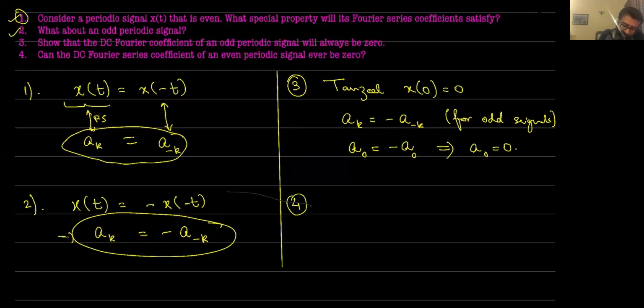All right, good. What about the fourth? This is something we've done two weeks earlier. Can the DC Fourier series coefficient of an even periodic signal ever be 0? Is there a guarantee? We know that the DC Fourier series coefficient of an odd signal must be 0, right? That's a guarantee that we found in problem number 3. In problem number 4, if I give you an even signal now, is there a guarantee that A naught is not equal to 0?